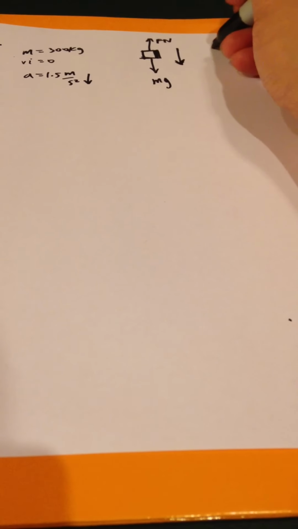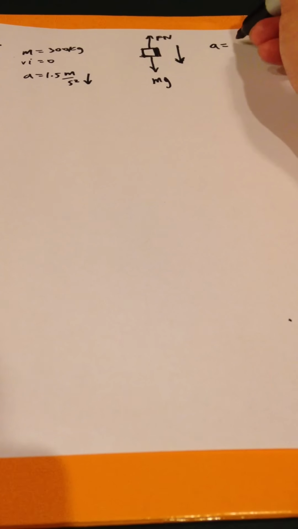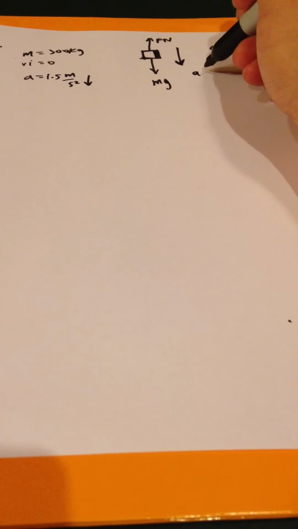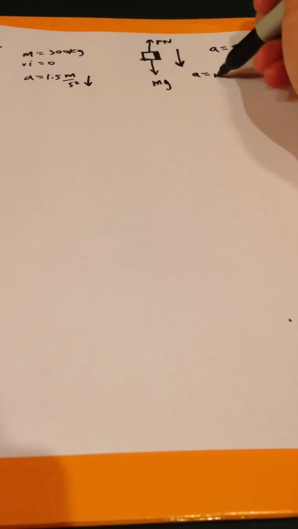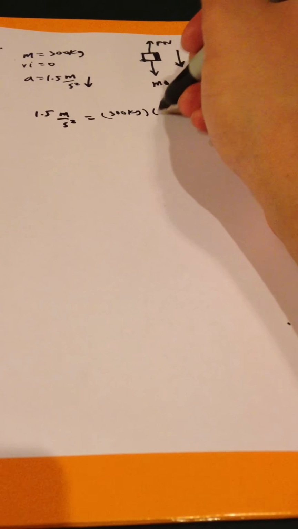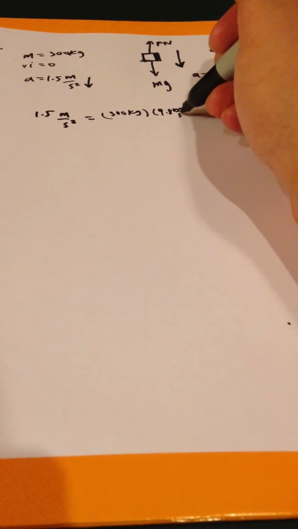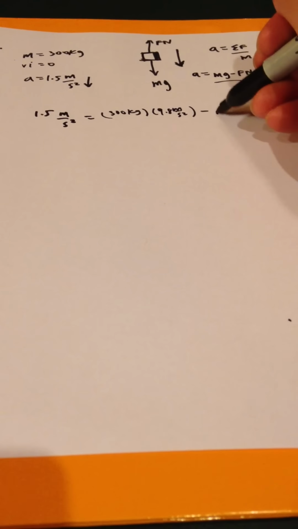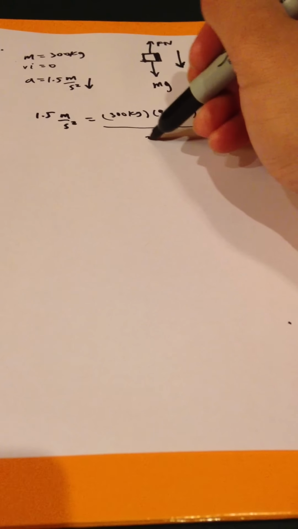So according to Newton's second law, acceleration is equal to the sum of the forces divided by mass, we have acceleration is equal to mg minus Fn over m. If we plug in what we're given, we have 1.5 meters per second squared, which is the acceleration, is equal to 300 kilograms times 9.8 meters per second squared minus the normal force, all divided by 300 kilograms.